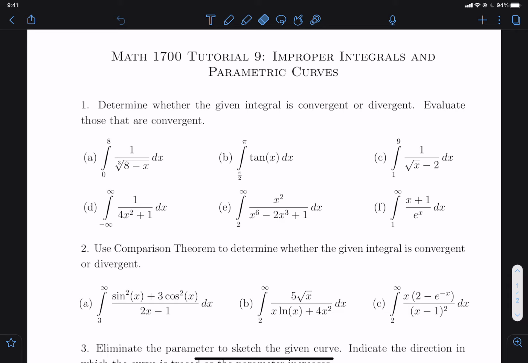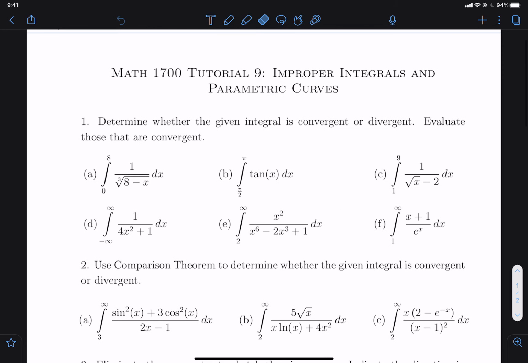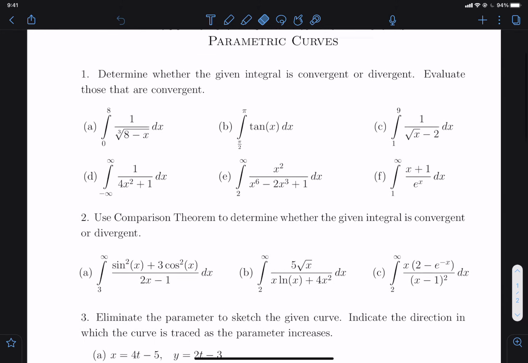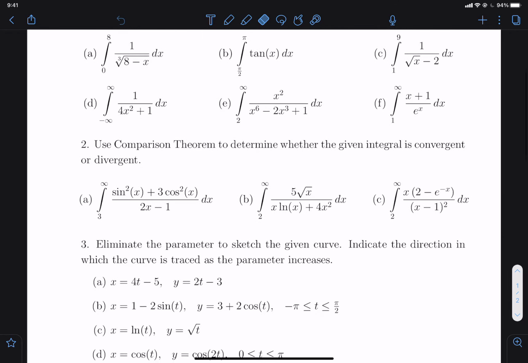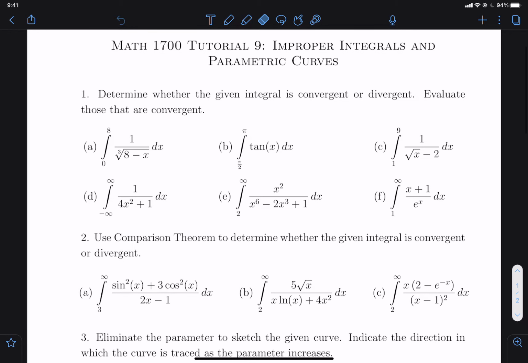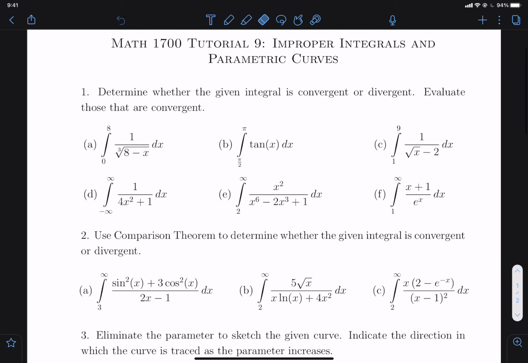So today we're gonna work on this worksheet number 9 about parametric curves, and we have 3 questions here. Or actually, we also need to deal with improper integrals. So we will deal with those improper integrals for the first 2 questions, and the third question we're gonna do those parametric curves. So the first question, determine whether the given integral is convergent or divergent. Evaluate those that are convergent.